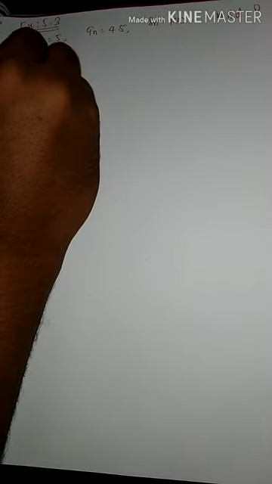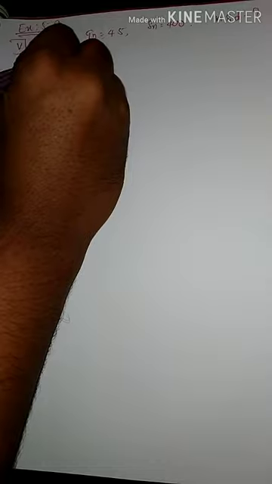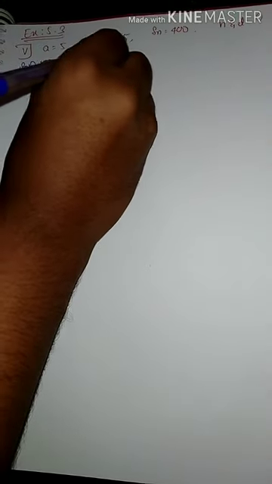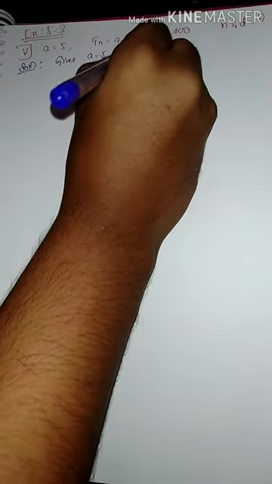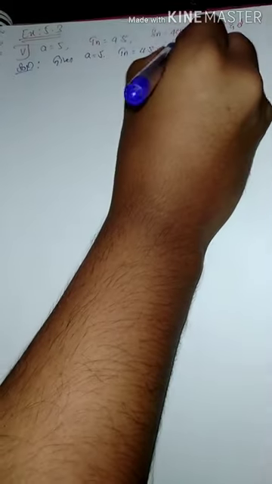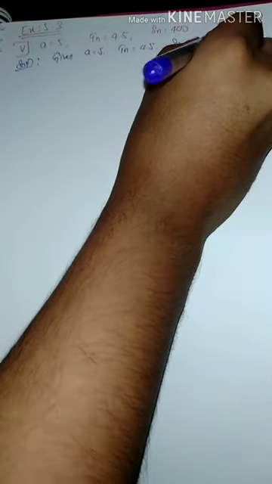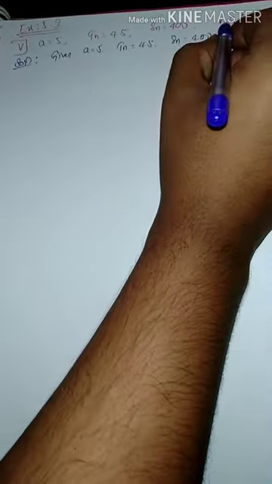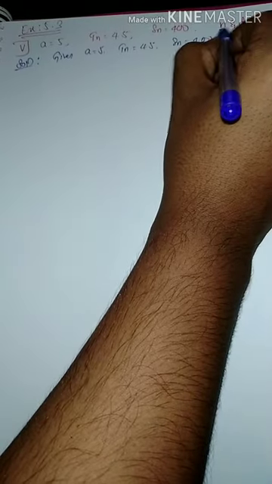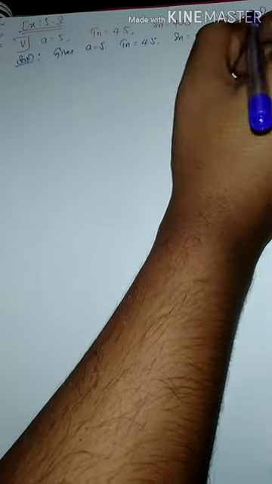So solution, given that a is equal to 5, Tn is equal to 45 and Sn is equal to 400. Find n and d. n means number of terms in the AP and d means common difference.